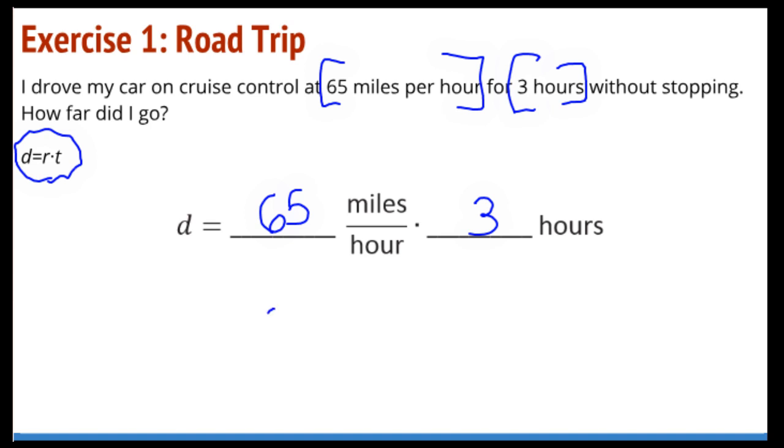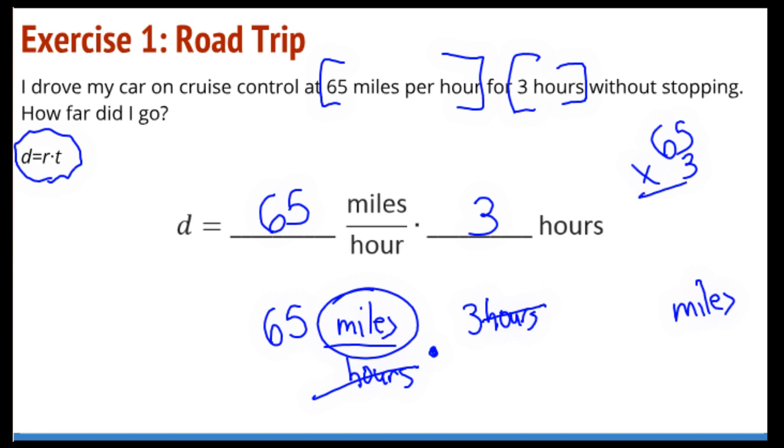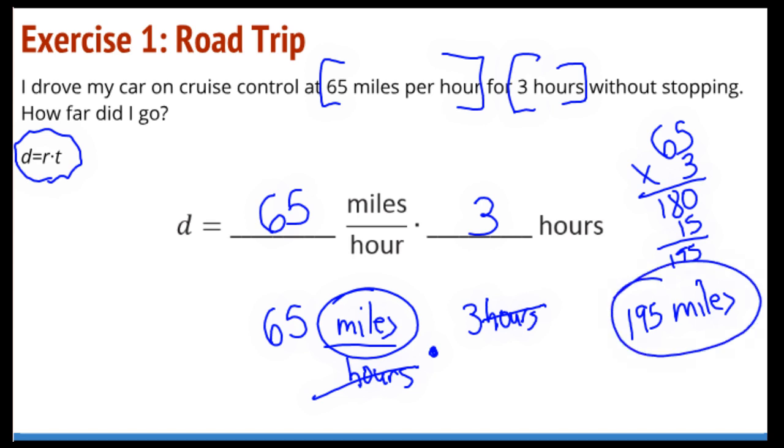Let's see, I've got 65 miles per hour, and I'm multiplying that by 3 hours. So the hours are going to cancel each other. I'm checking my units, making sure that everything works right, and I am left with just a unit of miles, and 65 times 3 is 180, and 15 more for 195. 195 miles.